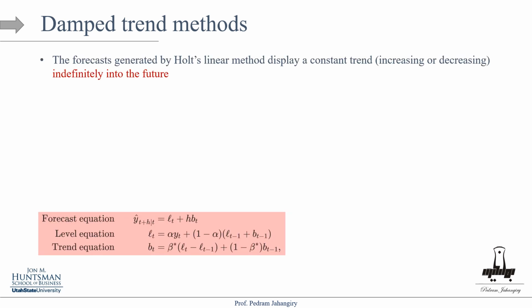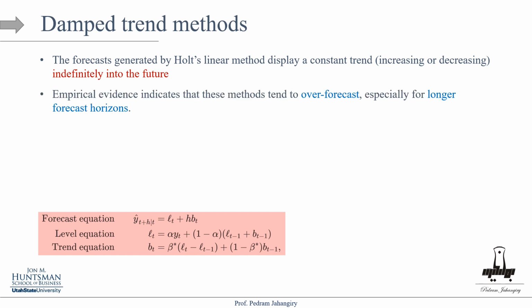All right, hopefully you were able to back out those numbers in the previous table, and now you're ready to extend the model to the damped version of that. The forecast generated by the Holt Linear method displays a constant trend. That trend can be increasing or decreasing depending on the sign of B. And so this is your Holt Linear method. But empirical evidence shows that these methods tend to over-forecast or sometimes under-forecast, especially for longer forecast horizons.